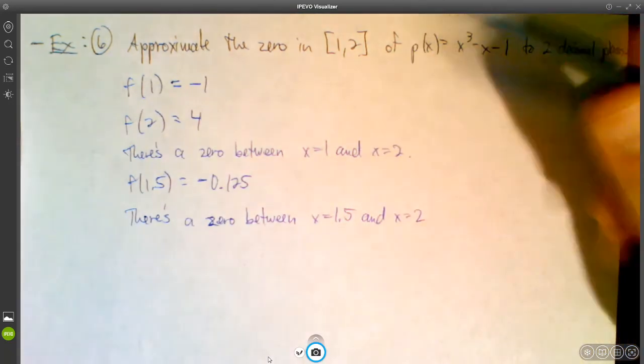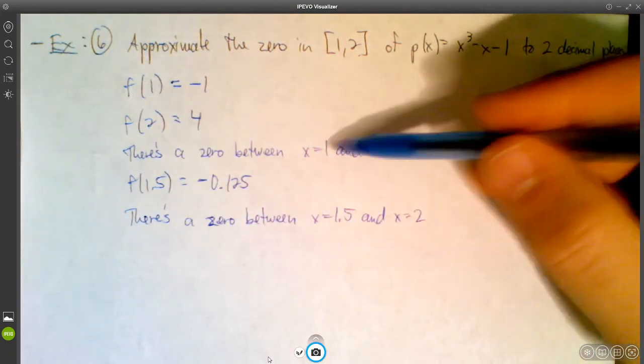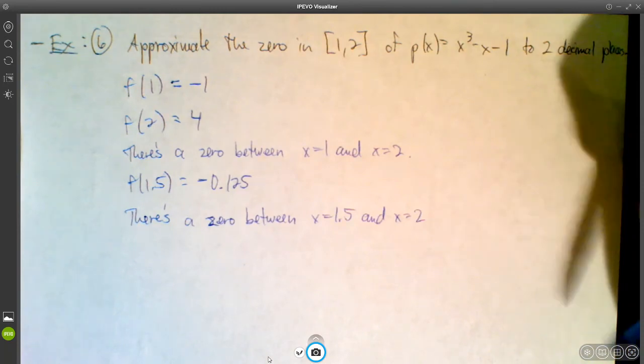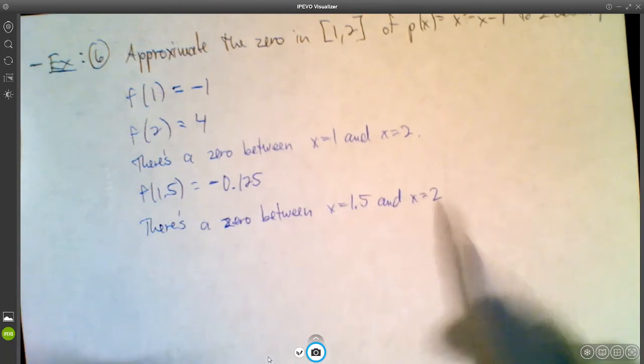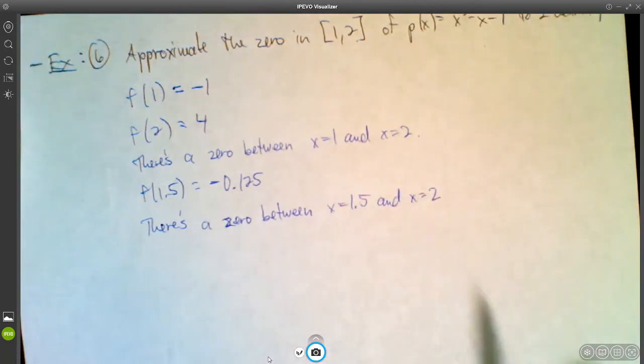So you see we've narrowed it down. Here the length of our interval was 1. Here it's only a half. So we're getting warmer, you might say. So we choose a value in between here, maybe, I don't know, 1.7 or something.